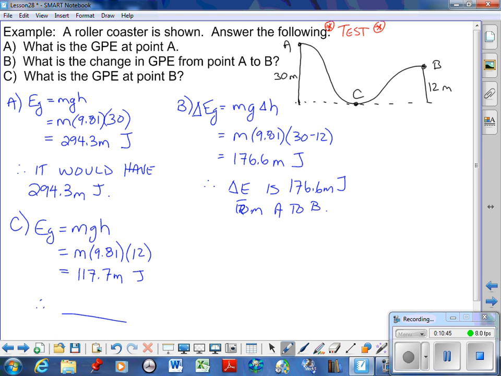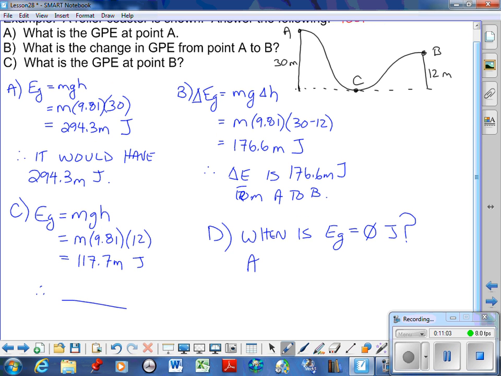All right. Now the bonus question I want to throw on here, I'm going to add it in. When is Eg equal to 0 joules? When is gravitational potential energy equal to 0? And the answer to that is at point C. The height is equal to 0. If you have no height above the ground, you have no potential energy based on our reference system. So that leads to an interesting question as to what happened to that energy. We'll talk about that in a future lesson.